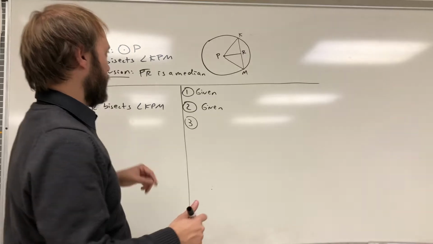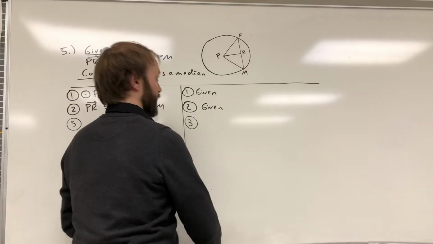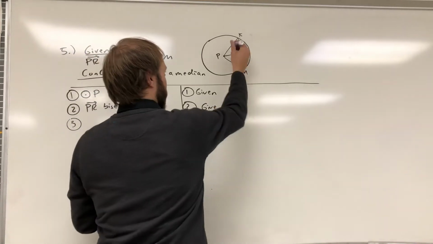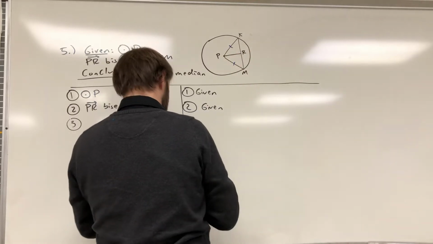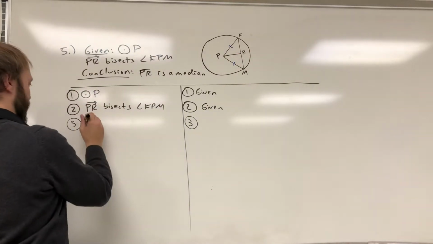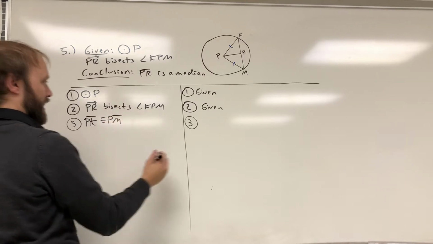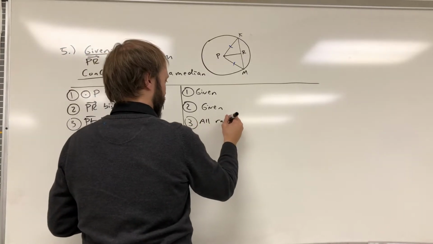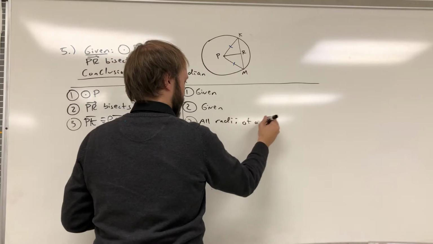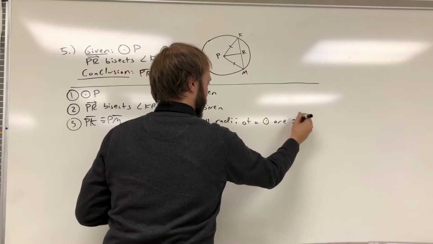All right? So a couple things here. I've got radii of a circle. So I know that PK is going to be congruent to PM. So I will go ahead and list that. PK congruent to PM, and that's because all radii of a circle are congruent, all right?